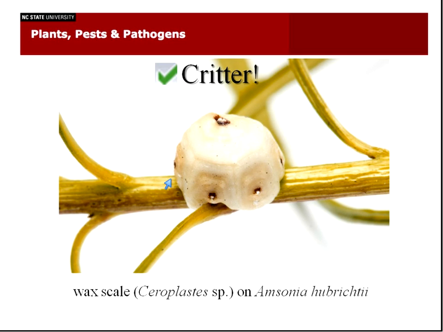These are common. Different species are common on different types of plants, on woody and herbaceous plants. I was very surprised to see this just sitting there on this nice little herbaceous plant.